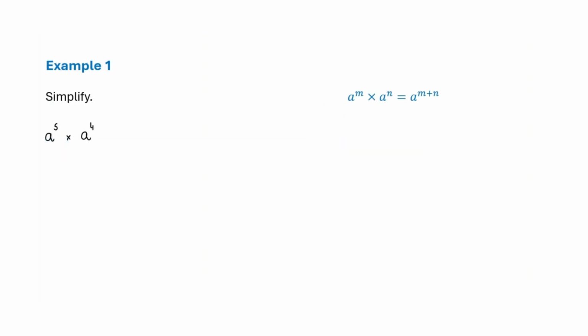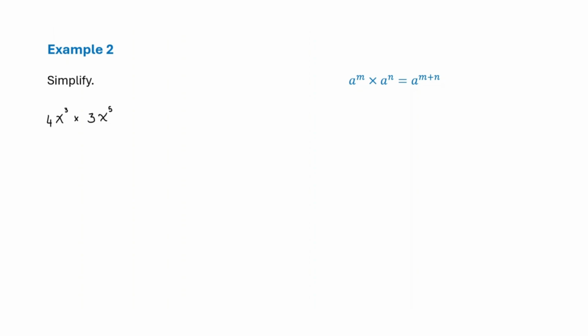Let's start with the first example. We have a to the power of 5 multiplied by a to the power of 4. Notice that we're multiplying two powers with the same base. That tells us we need to use the product rule. We keep the base, which is a, exactly the same, and add the exponents. 5 plus 4 is 9, so the expression simplifies to a to the power of 9.